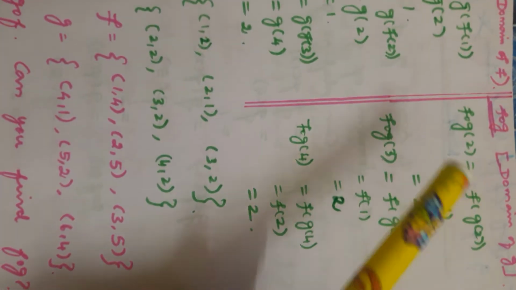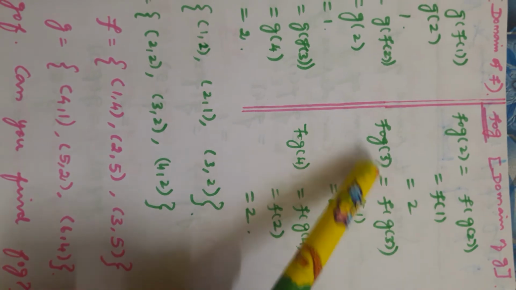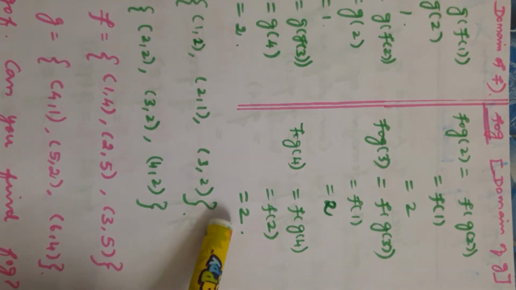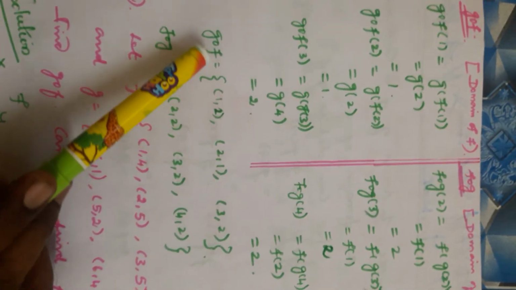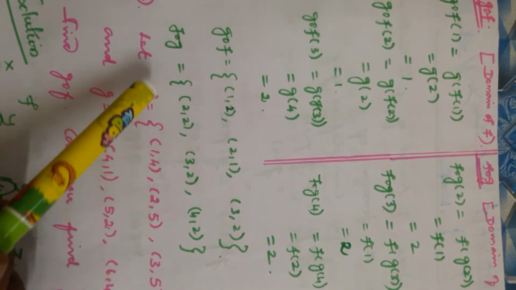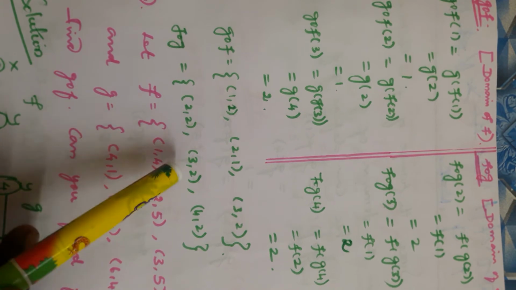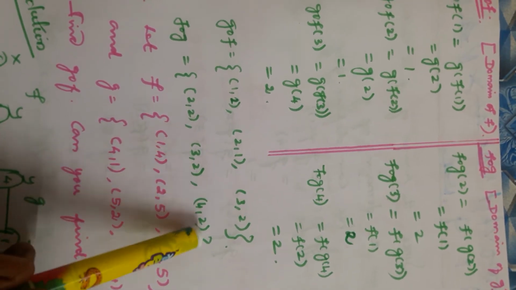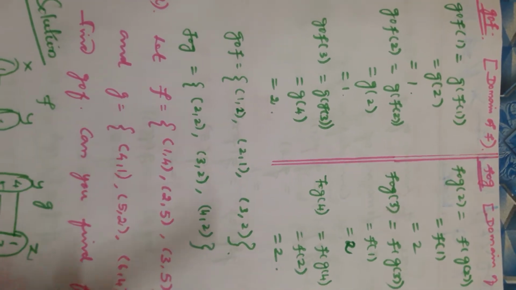Like that you can find f ∘ g. That is your part. You have the answer here, right? So your g ∘ f is {(1,1), (2,1), (3,2)}. Like that your f ∘ g is {(2,2), (3,2), (4,2)}. So this is your answer.